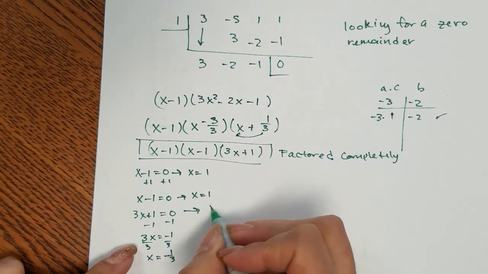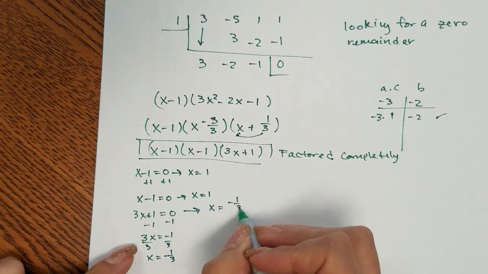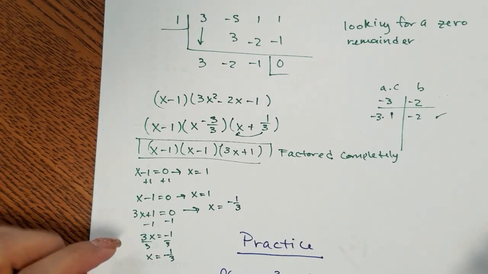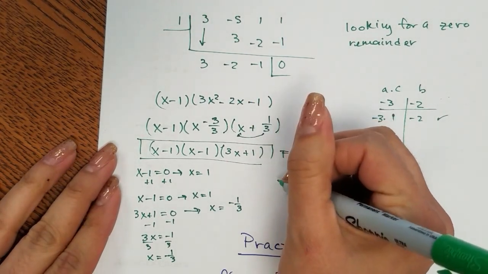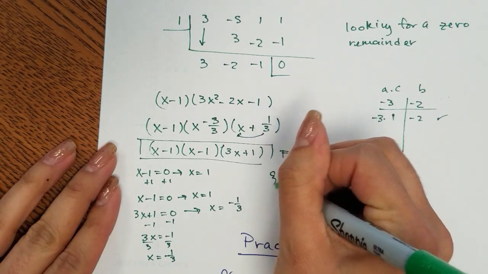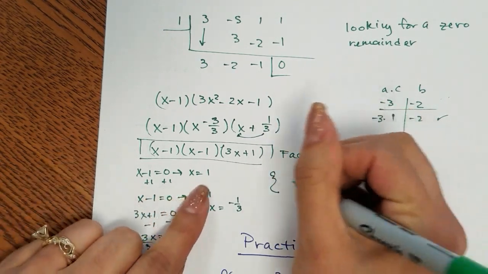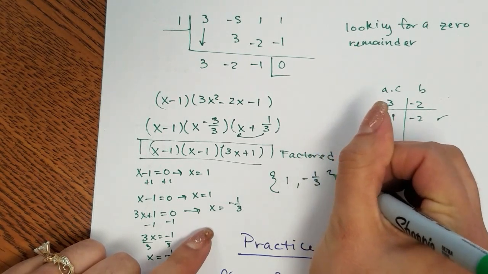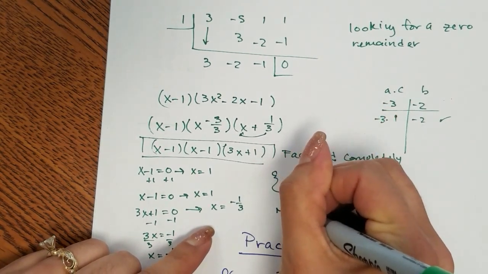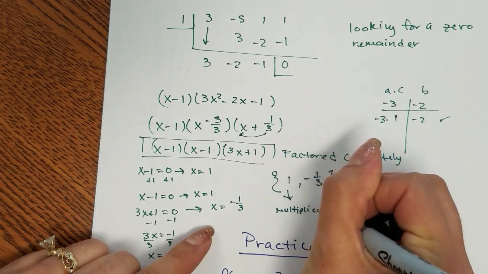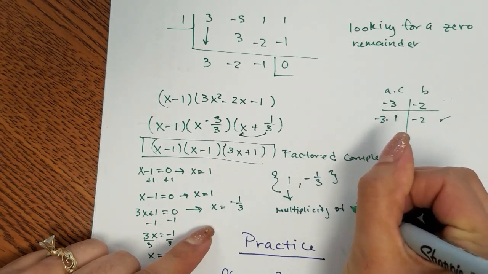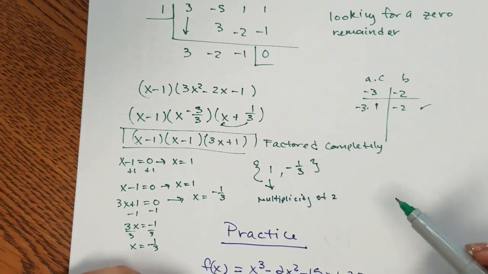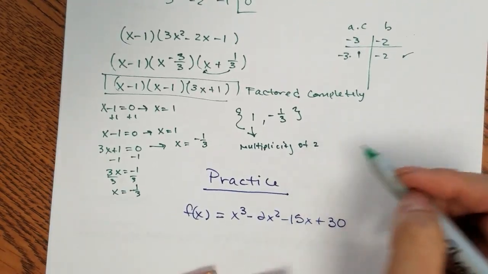Okay, so I'll do that over here. X is equal to negative 1 over 3. So we have 2 roots here. Okay, I'm going to write them here in roster notation. Our solutions are 1 and negative 1 over 3, where 1 here has a multiplicity of 2. Okay, if you're confused what I'm talking about, go watch the review video because I go over this.